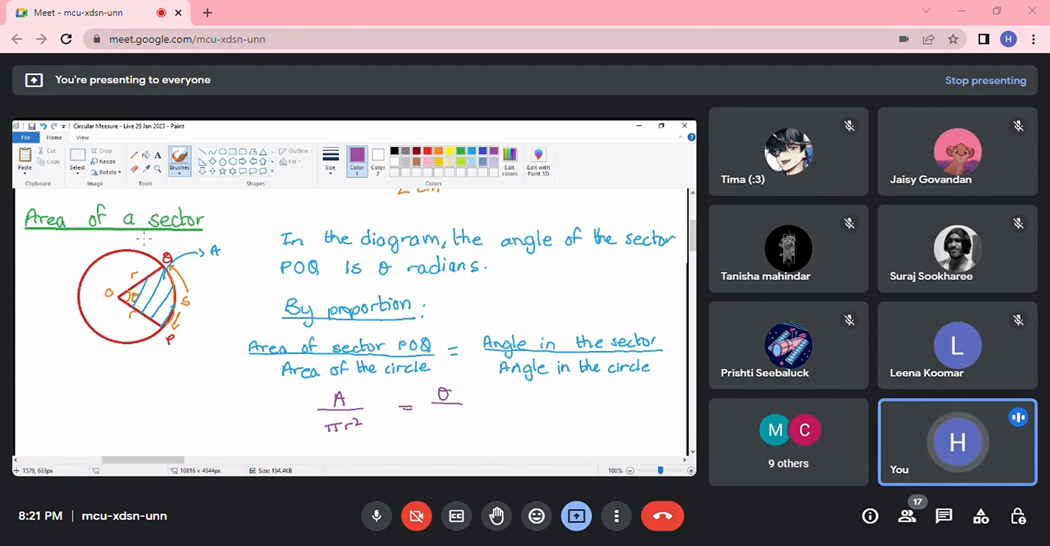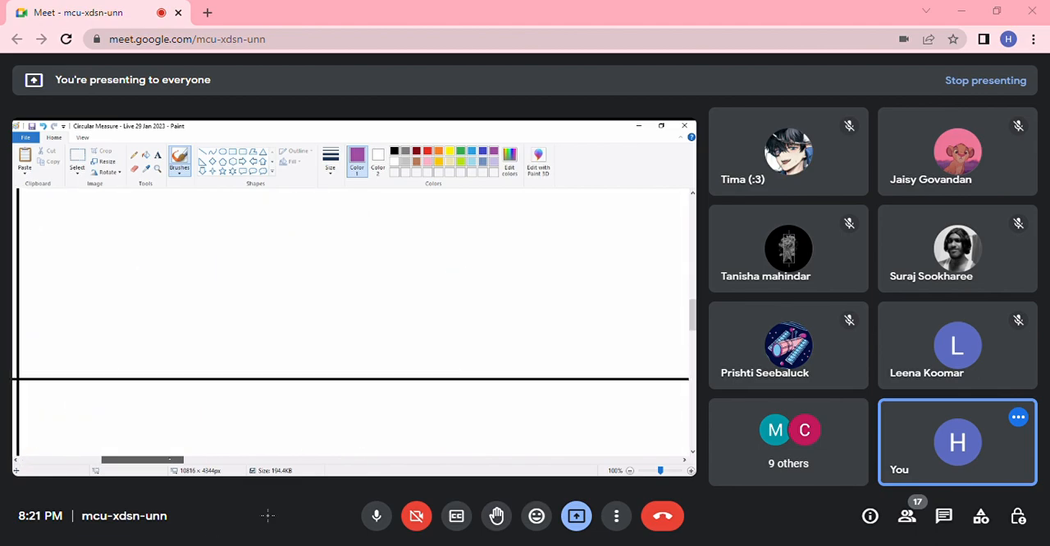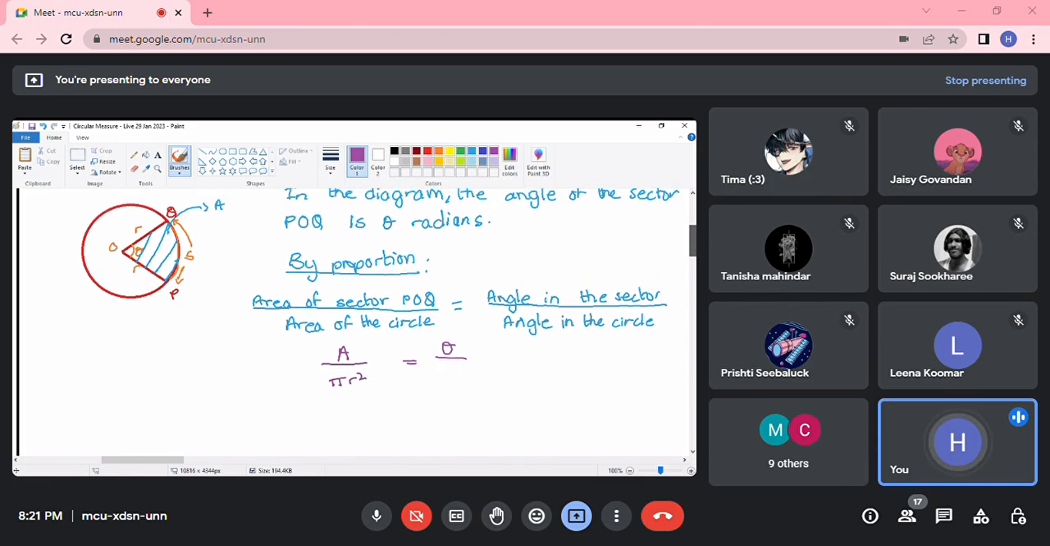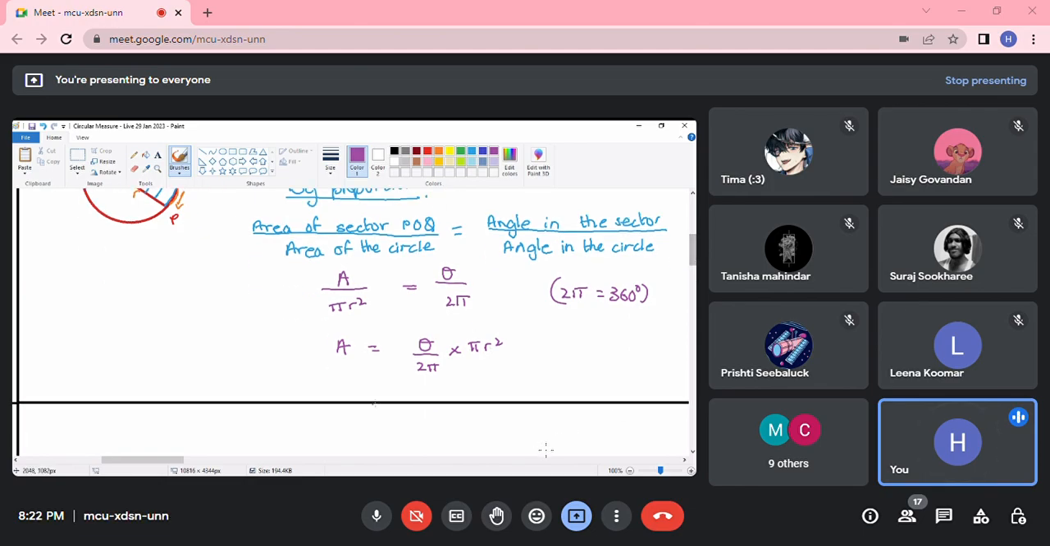And the angle in the circle, we know that a circle makes 360 degrees. And as we said earlier, 360 degrees corresponds to 2 pi radians. So we will write everything in radians. So the angle in the circle is 2 pi. Now if we make the area of the sector the subject of the formula, A would be equal to theta over 2 pi times pi r squared. So this simplifies to A is equal to half r squared theta, as pi cancels pi, leaving 1 over 2, so half r squared theta.